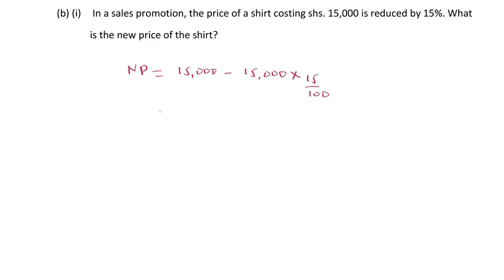So computing this, we are going to have 15,000 minus, after solving the values here, we are getting 2,250. Solving this, we are getting 12,750 shillings. And this is going to be our answer.